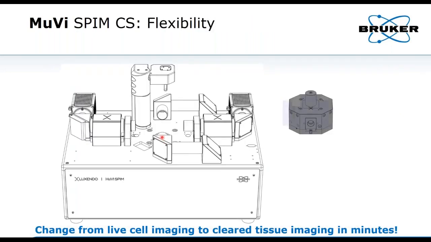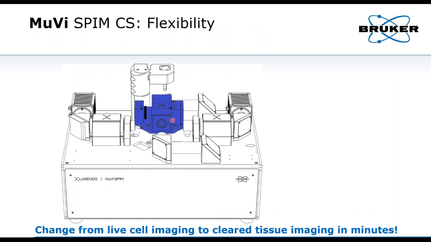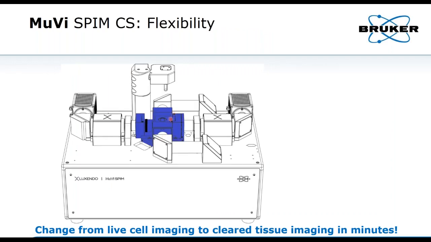How do we switch between the live sample and the cleared sample configuration? That's very easy. As you could hopefully see, you basically just remove the live sample octagon, take it off, and then put on the cleared sample octagon, and within 10 minutes, the system is ready to go for cleared samples rather than live samples.